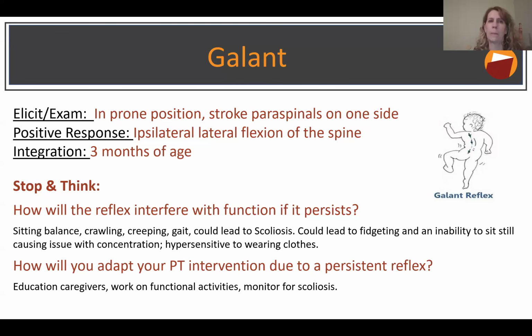Maybe in physical therapy, when I'm working on their ability to learn how to sit, maybe I don't want clothes on, right? If it's an infant, maybe I say, let's take their shirt off to work on this. Because I really want to work on sitting. I want to work on strengthening. I don't want to be eliciting this reflex. So we may just have to work around it in that way.